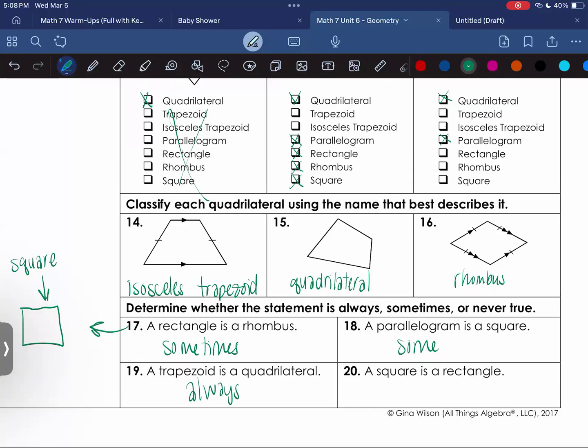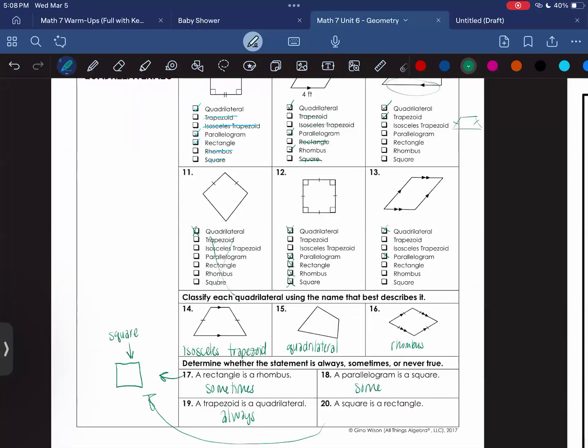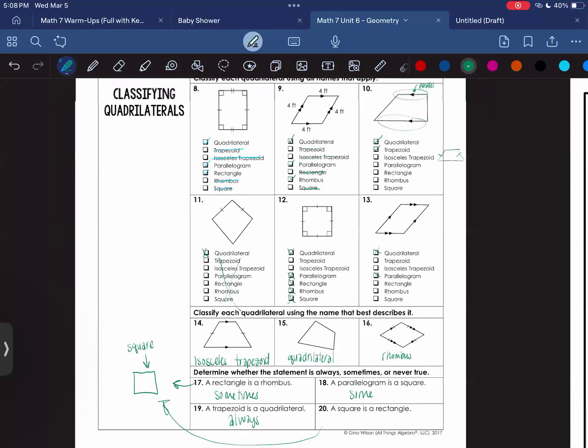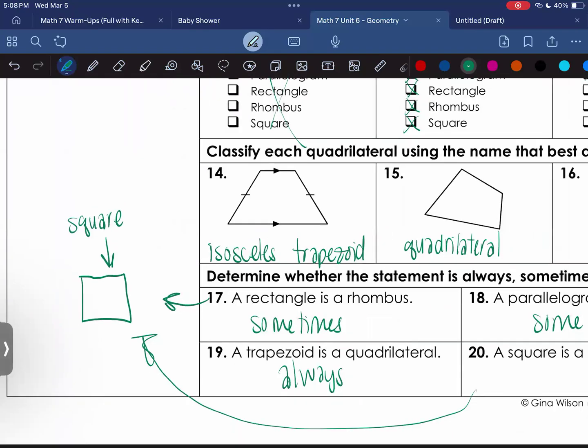Okay? And is a square a rectangle? Well, that's actually the example that I drew right over here. Yep, that is a square, very specific, but it is also a rectangle, right? A rectangle just needed opposite sides to be parallel and opposite sides to be congruent and the four right angles. The square checks all those boxes. The square is just more specific. So always.